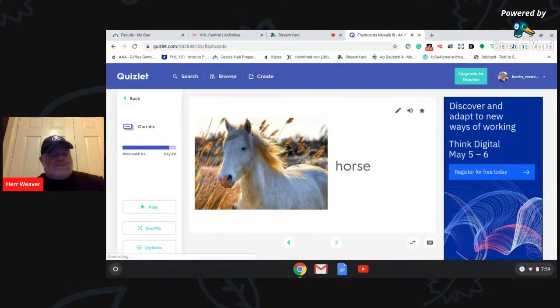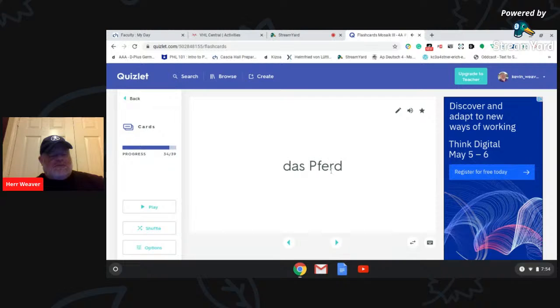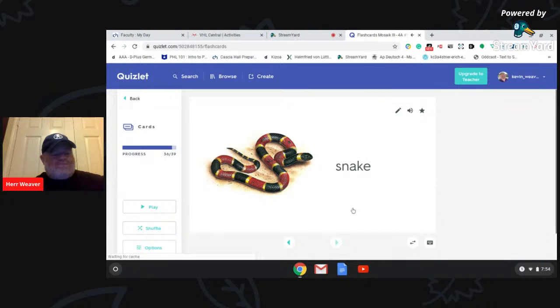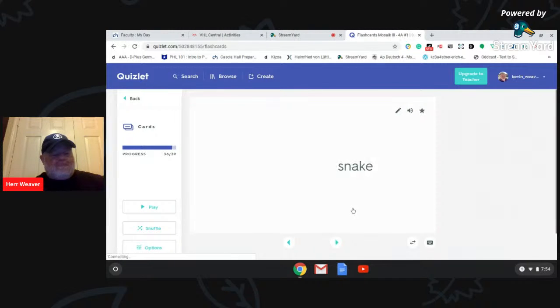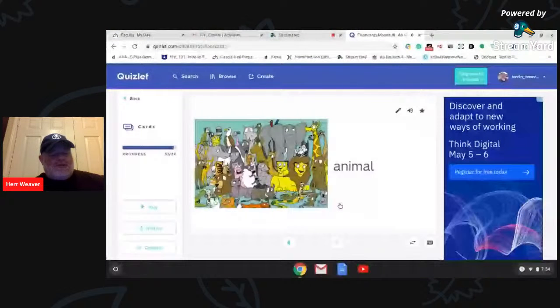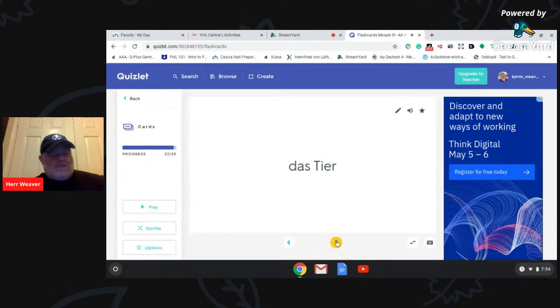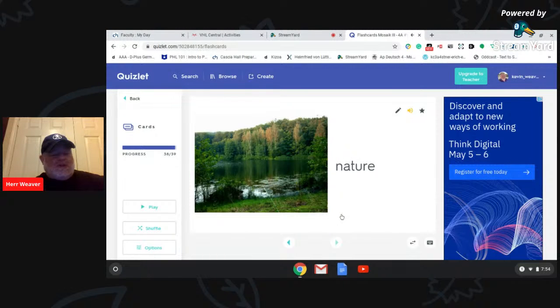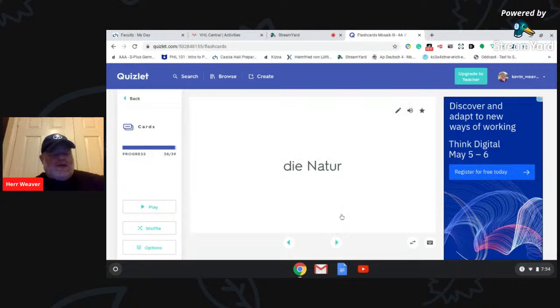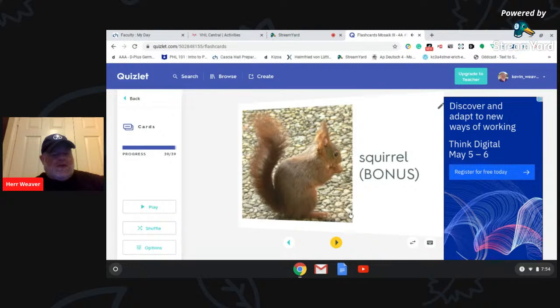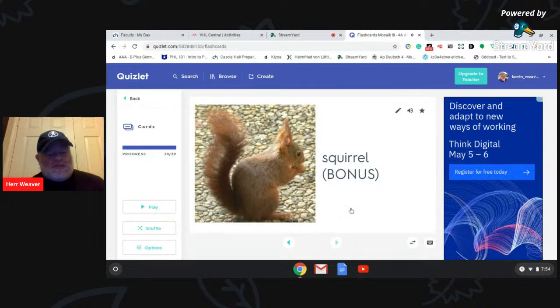Horse. Das Pferd. I think we've had that word before. Sheep. No picture. Das Schaf. Snake. Die Schlange. Animal in general. This is where we had before. Das Tier. Nature. I just talked about this. Die Natur. Squirrel is the bonus because it's one of the hardest words to say in German.